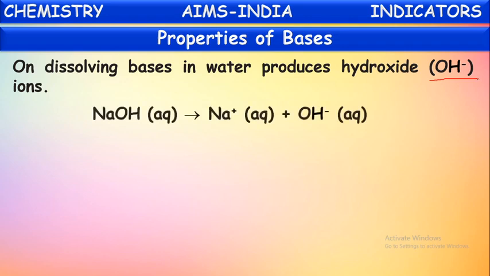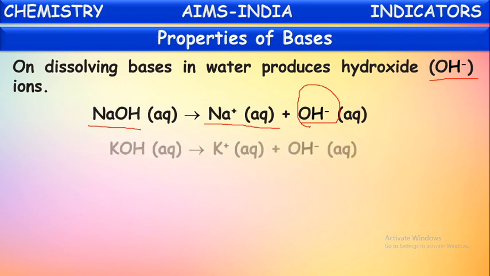For example, if you dissolve sodium hydroxide into water, if you make an aqueous solution of sodium hydroxide, this produces Na plus ions and OH minus ions. These OH minus ions are called hydroxyl ions. Not only this, in common, bases on dissolving into water release these OH minus ions, in the same way as acids produce H plus ions.